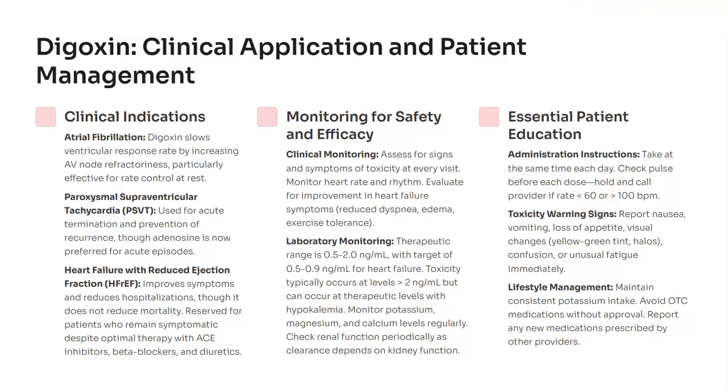So when are we going to use digoxin? You may have a patient with AFib because digoxin slows that ventricular response rate. You may see it for patients who have PSVT. You may see it in patients with heart failure with a reduced ejection fraction because it improves symptoms and reduces hospitalizations, but it's not reducing mortality. It is really reserved for patients who remain symptomatic despite optimal therapy with ACE inhibitors, beta blockers, and diuretics if they have heart failure.